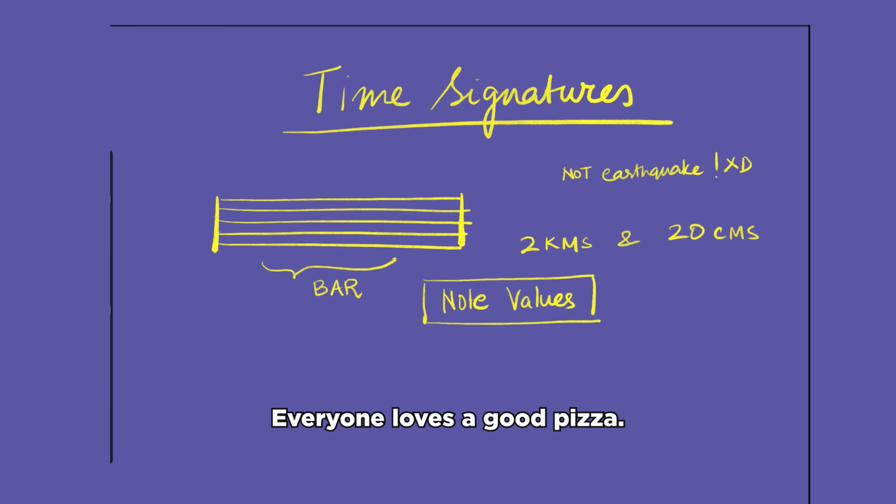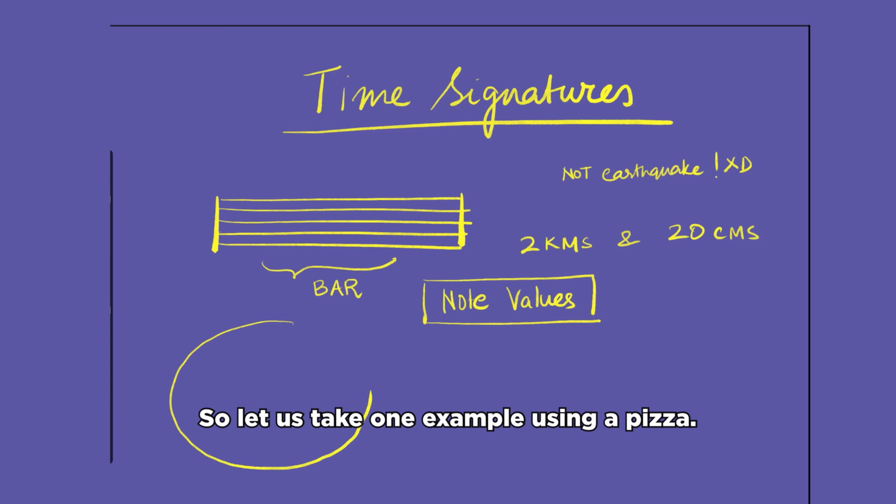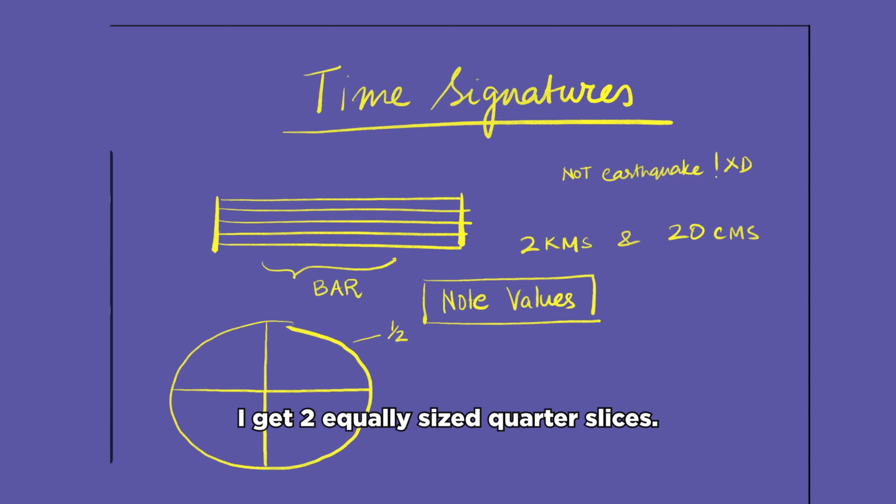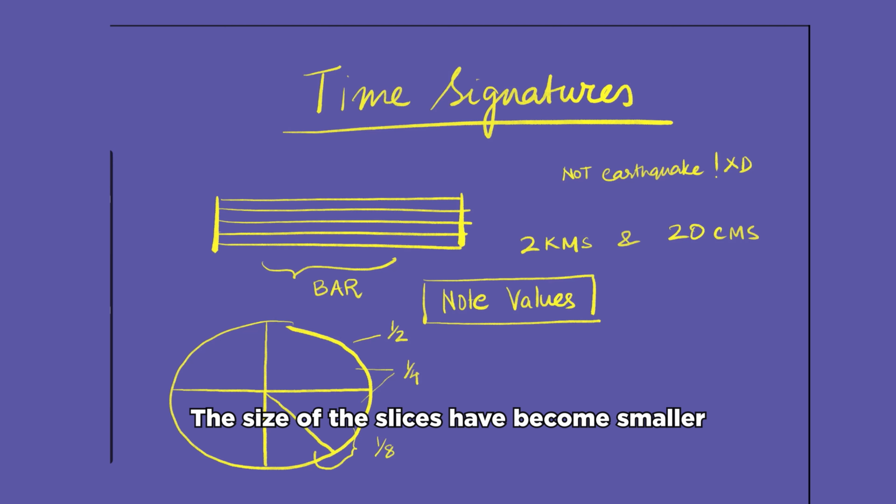Everyone loves a good pizza, so let's take one example using a pizza. If I was to cut the pizza in half, I get 2 equal size slices. If I take one of those half slices and cut it in half, I get 2 equally sized quarter slices. Similarly, if I cut the quarter slice straight down the middle, I will get eighth slices. The slices have become smaller so you can fit more slices, but the size of the pizza is still the same.